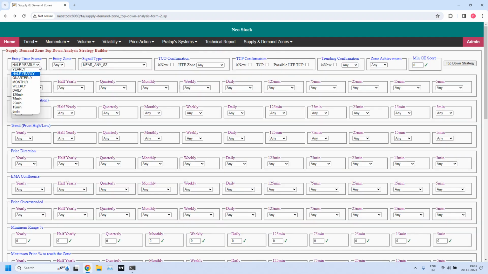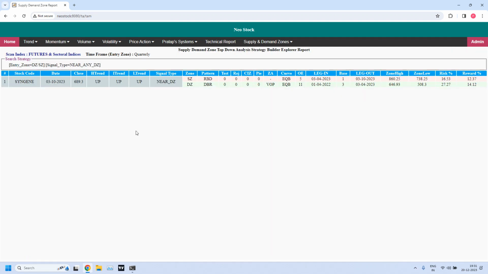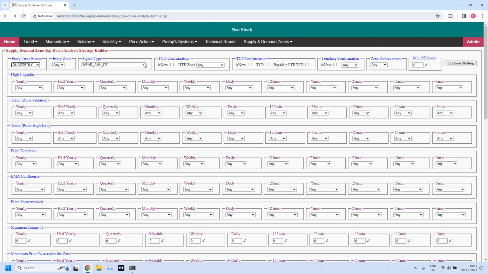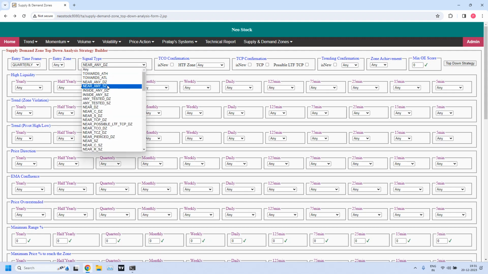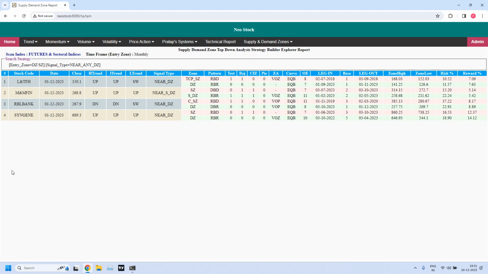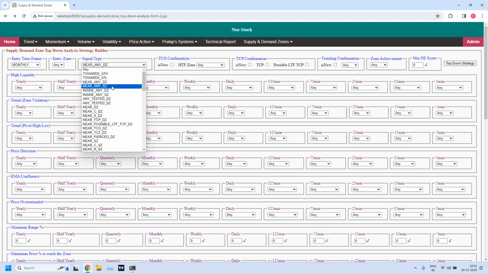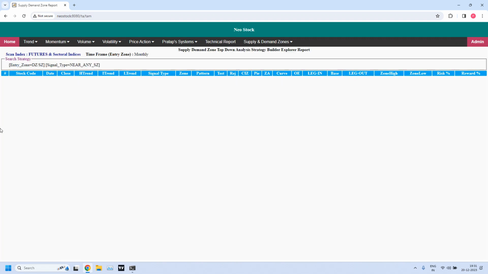So let's go back. Entry time frame is quarterly. Let us find stocks near quarterly demand zone. So one stock is identified. Let's go back. And quarterly supply zone, let us find near quarterly supply zone. No stocks are there. And next, monthly time frame, let us find stocks near monthly demand zone. So now 4 stocks are there near monthly demand zone. Let's go back. Monthly time frame, let us find the stocks near monthly supply zone. No stocks.